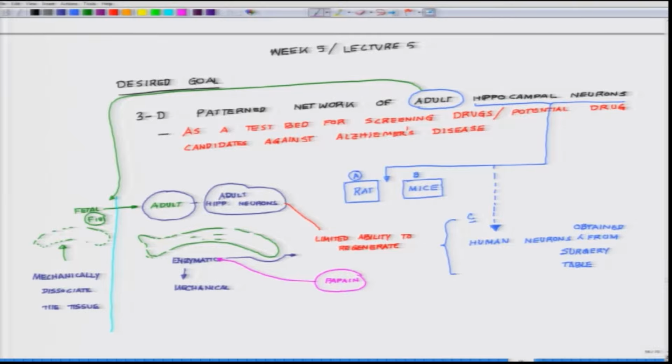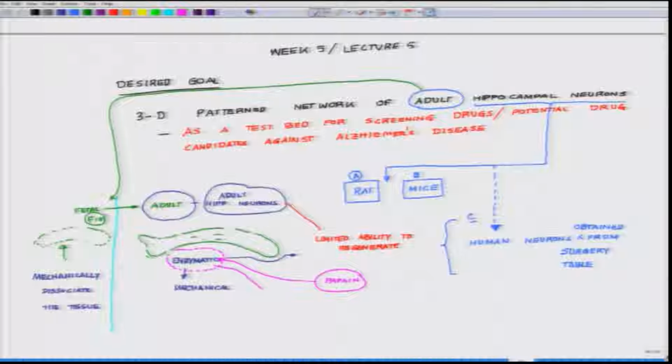At a fairly low dose, and I will give you an additional reference where you can look at what dose of papain will help you. So, papain acts as an enzymatic dissociator. Okay. Now, what you do in this case, you have to optimize the time.